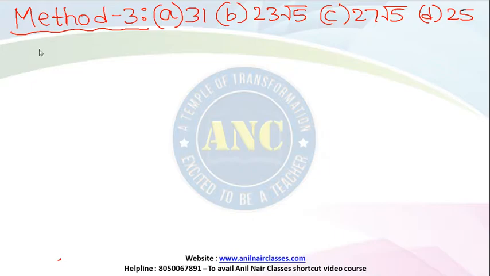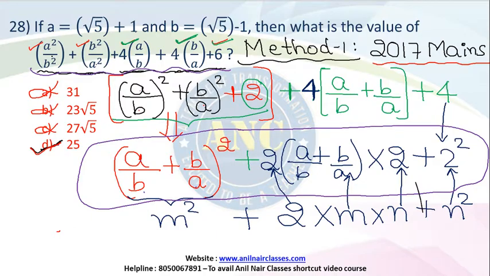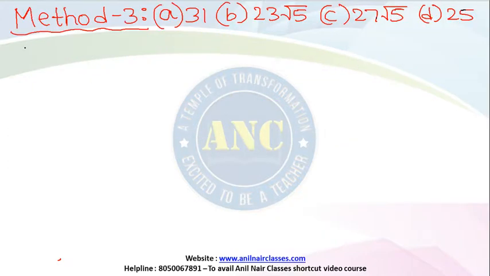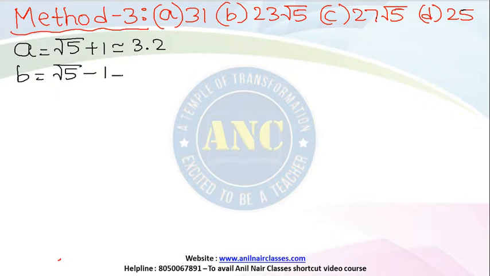Now, what have they given in this question? A value is root 5 plus 1. B value is root 5 minus 1. Now see here, sir. Beautiful way of solving. A value is root 5 plus 1. Root 5 is approximately 2.2. 2.2 plus 1 is 3.2. B value is root 5 minus 1. 2.2 minus 1 is 1.2.